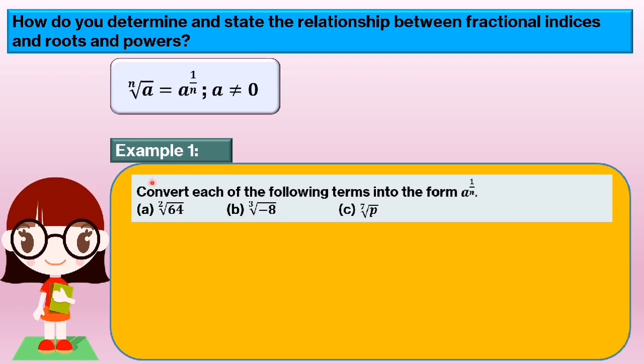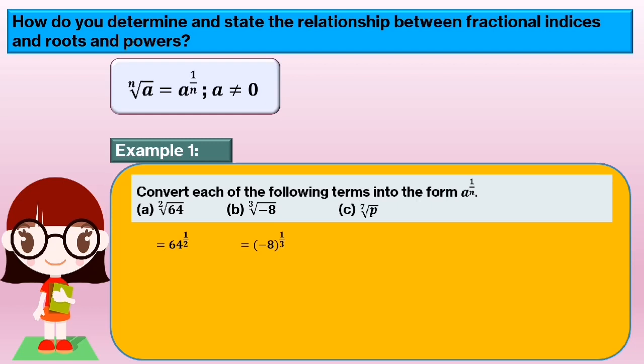For example 1, convert each of the following terms into the form a to the power of 1 over n. A. Square root of 64. So, the answer is 64 to the power of 1 over 2. B. Cube root of negative 8. So, we write it as negative 8 to the power of 1 over 3.